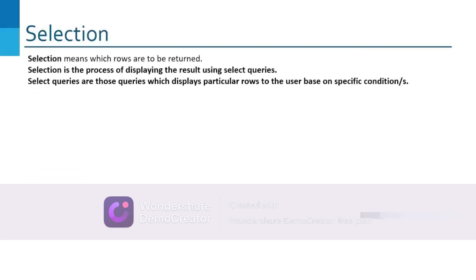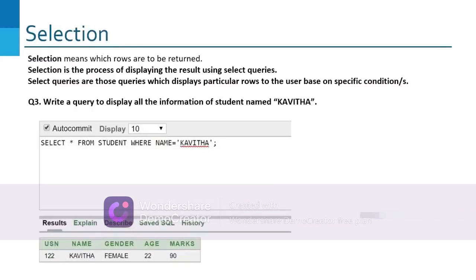The next is selection. Now what is selection? Selection means which rows are to be returned. That means which details or data I want displayed. So selection is the process of displaying the result using select queries. Let's say: write a query to display all the information of a student named Kavita. Remember the table? We have name, age, gender, marks and all. Now I want to write a query to display all the information of a student named Kavita. So select star from student where name equals Kavita, because I want all the details. So I've written star. This is what selection is.